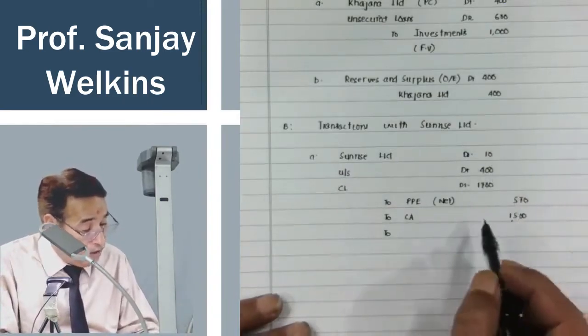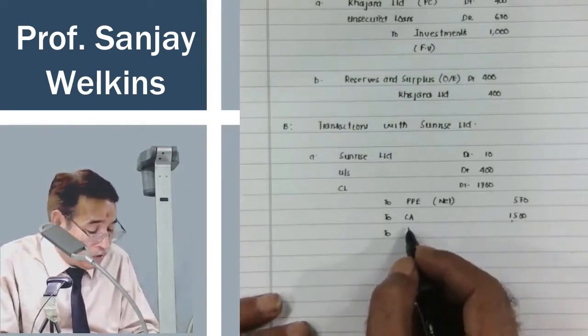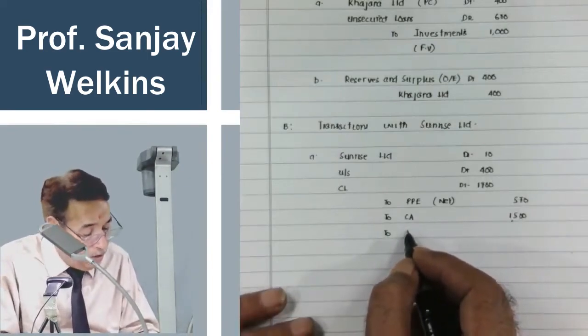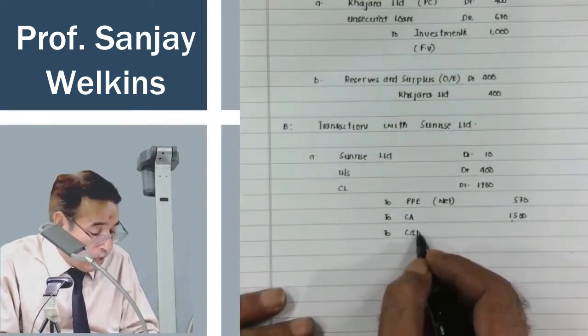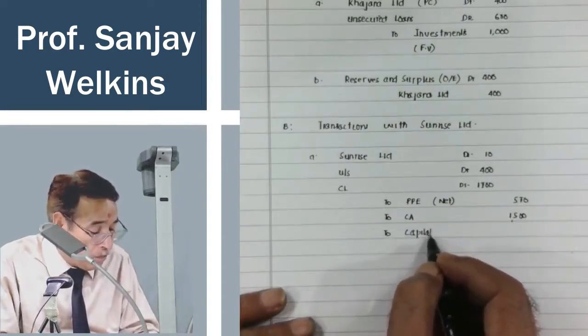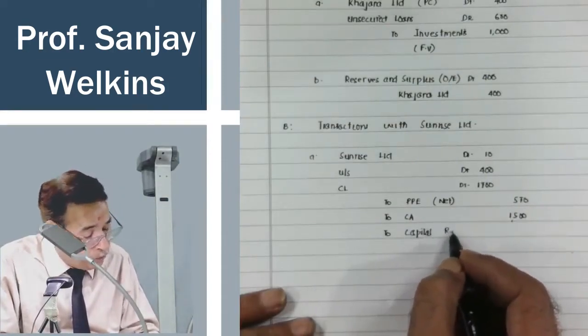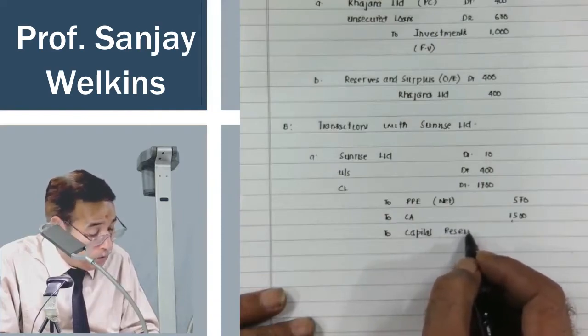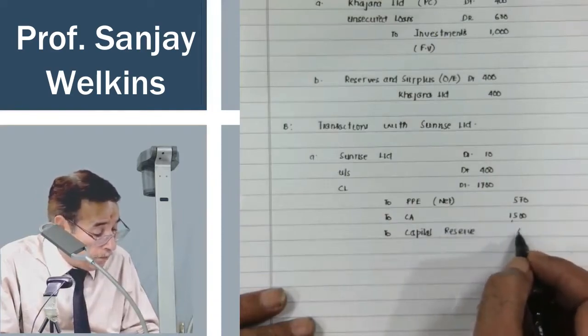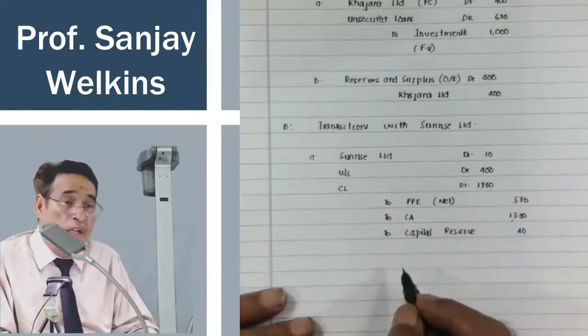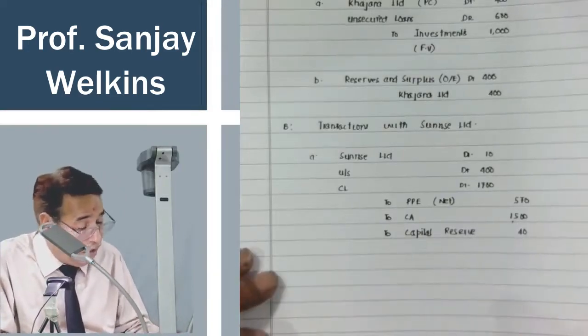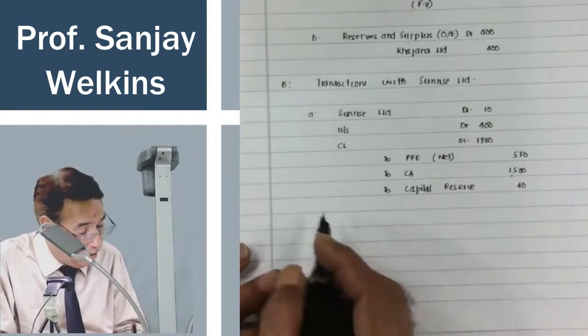So the balancing figure will be our capital reserve. We can write profit also, but ultimately profit will be transferred to capital reserve. So why waste time? Straight away transfer the profit to capital reserve. 40. Correct? I think it will be 40. You must make a check.